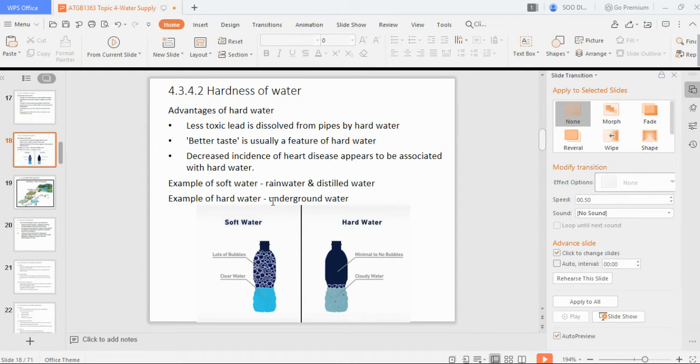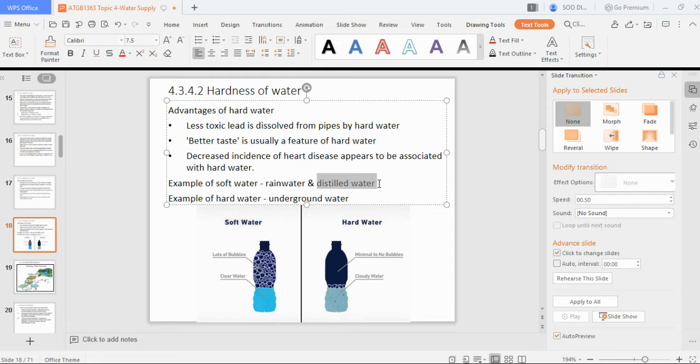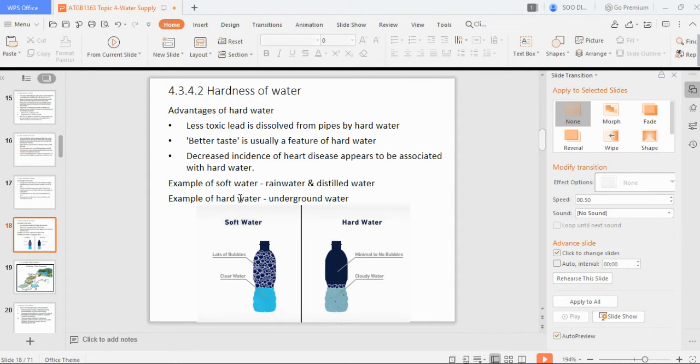So here's another repeat of the slides. Soft water is the rainwater and distilled water. Distilled means there's no mineral, and hard water is our groundwater. So remember, how we obtain hard water is by having mineral in the water.